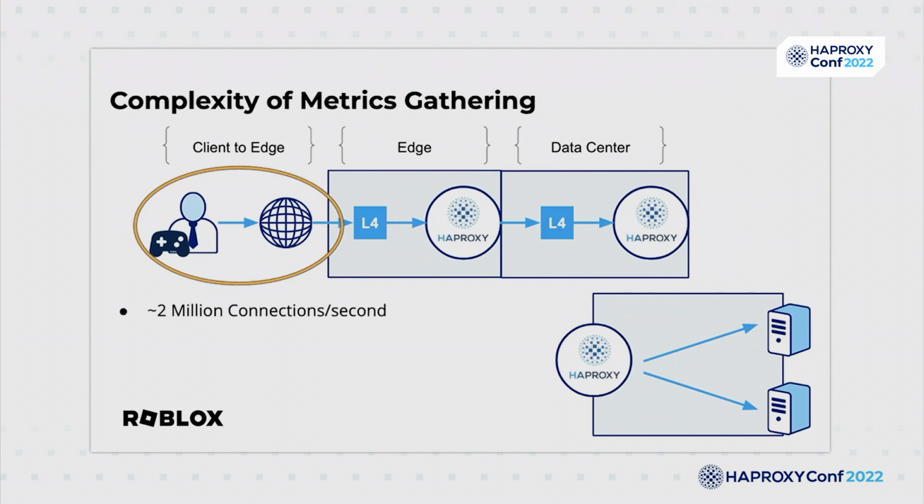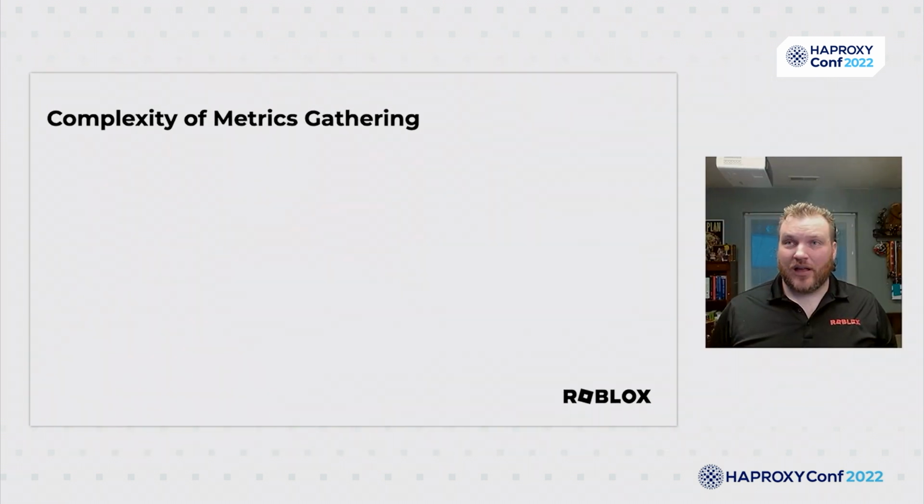We get about 2 million connections per second across all of our infrastructure, which equates to about, at peak, 28 million requests per second. Now, if you're thinking about that, how do I find the one connection or the one player that's having issues? It sounds like a needle in a haystack.